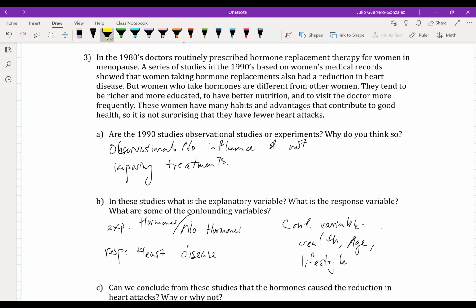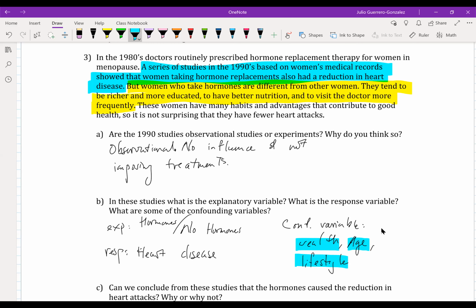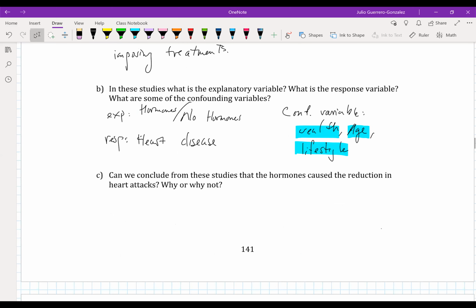So the author gives a bunch of examples. Women who take hormones tend to be richer, more educated, and have better nutrition, visit the doctor more frequently, right? That is not within the data that they observed. Make sense? So, yes, we can make a conclusion, the conclusion being women taking hormone replacements also have a reduction in heart disease, right? But none of the data that they have tells you how wealthy these people are. They might be all in their 80s, or they all must be going to the gym all the time. That's not all spelled out in any of the data that was given. So can we conclude anything? No. And it's particularly because of those things right there.